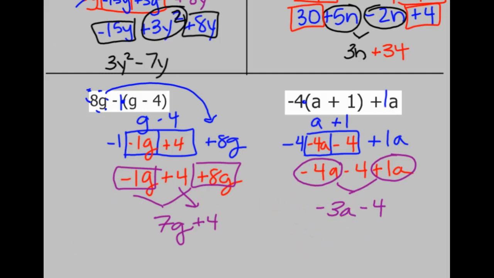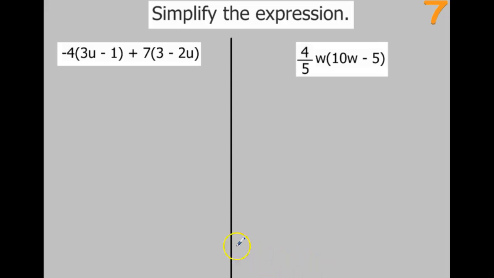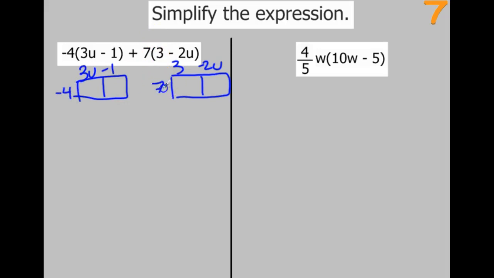Alright, there's two more that we have to do. One with the fraction, I'm sorry. This one is just distributing 2 times again. We see 2 classrooms. We do it 2 times. 3u minus 1, 3 minus 2u. Our teacher here is a negative 4. Our teacher here touching is a 7.